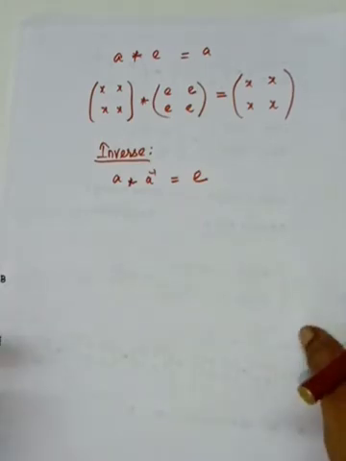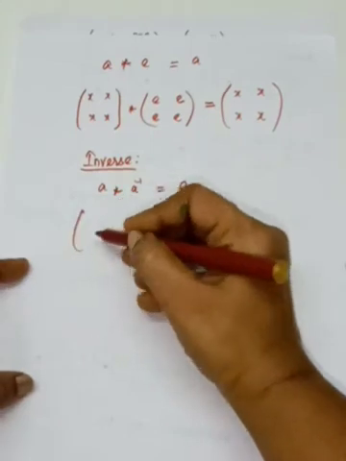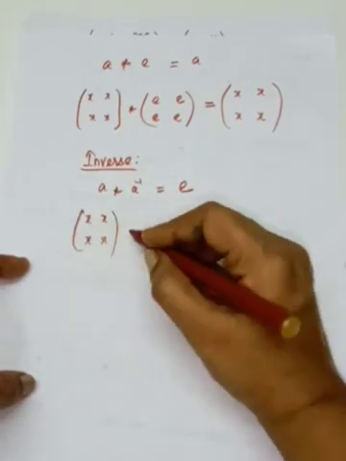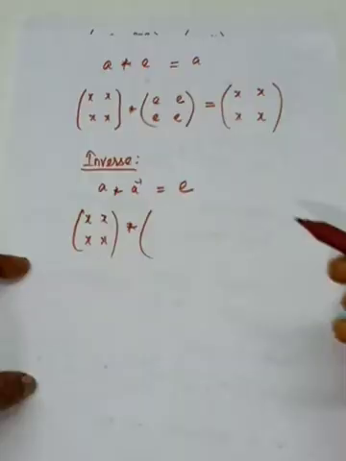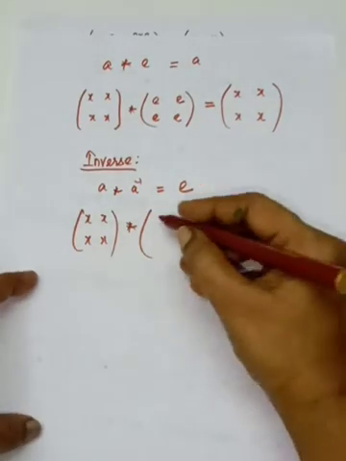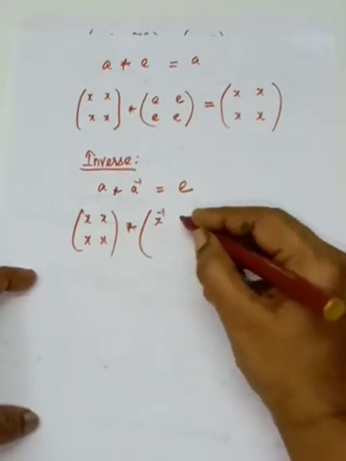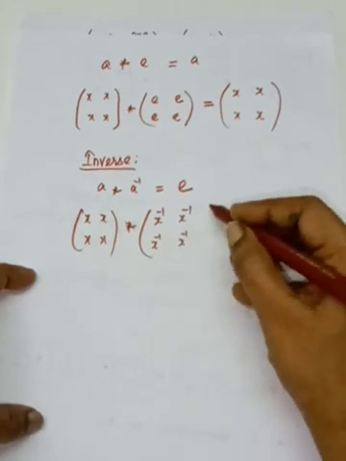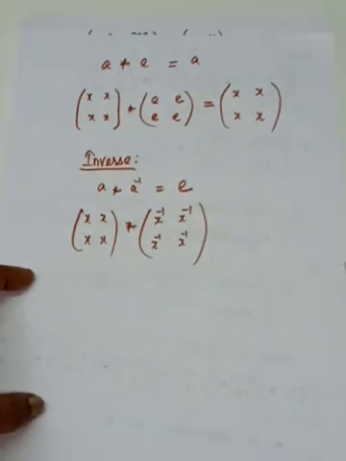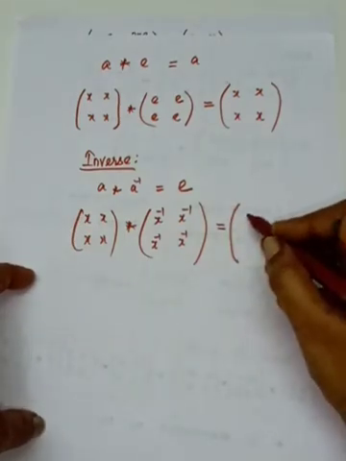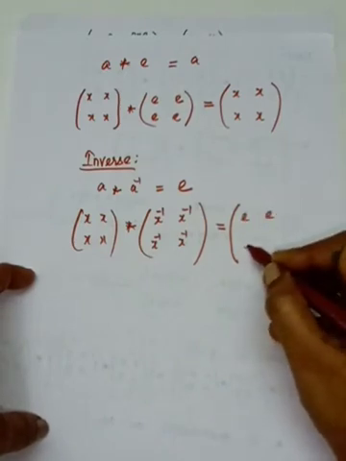Here our element is a matrix. So we will consider the matrix x, x, x, x, asterisk A inverse. If A inverse should belong to M, then all the entries should be the same. So I'll take x inverse, x inverse, x inverse, x inverse. I have denoted the inverse like this. This inverse matrix is equal to e. So it's also a matrix. How should it be? e, e, e, e.